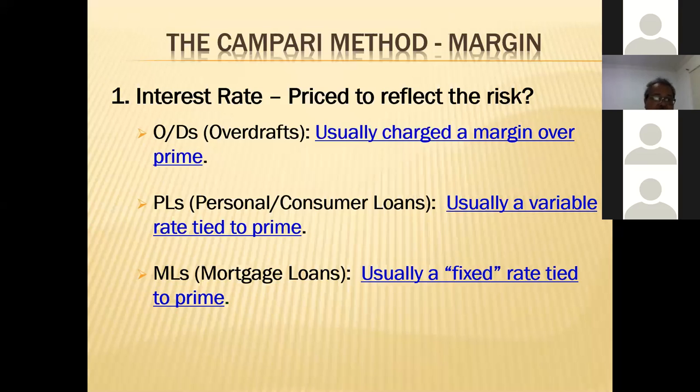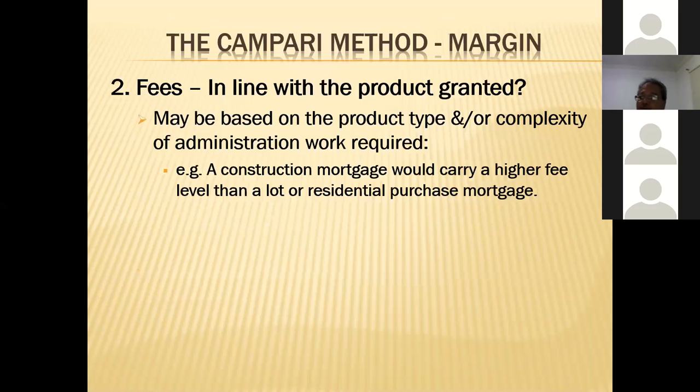Okay, so we've looked at overdrafts, personal loans, and mortgage loans, the interest rates on those. So now let's take a quick look at fees. The question you want to ask is, are they in line with the product granted? And these may be based on the product type and or the complexity of any administrative work required.